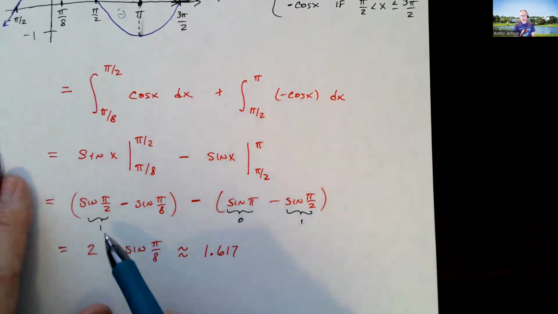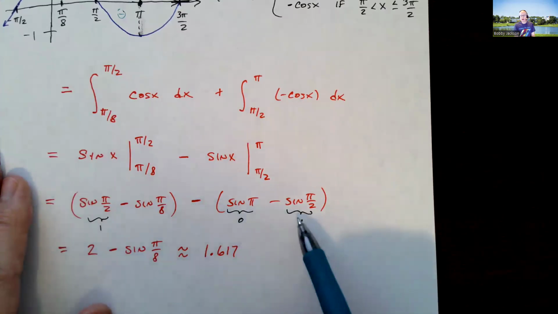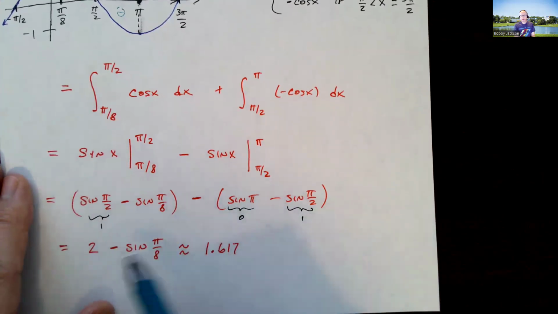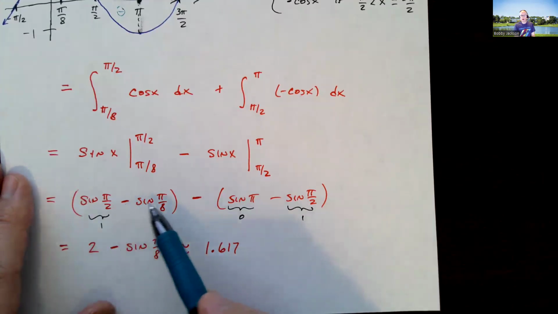And so simplifying, I got 1 minus what? 0 minus 1 is -1. 1 minus a -1 is 2. And then we still have this minus sine of pi over 8.